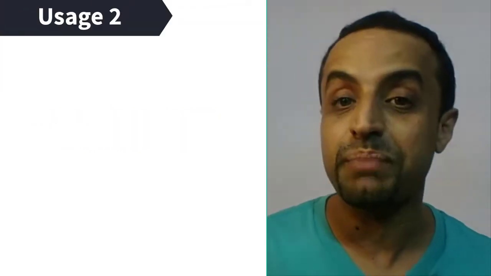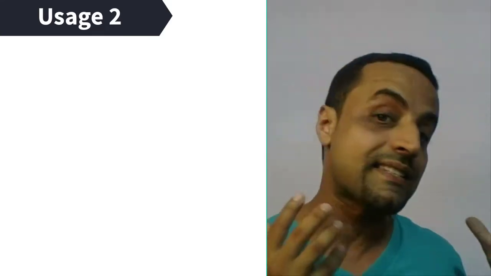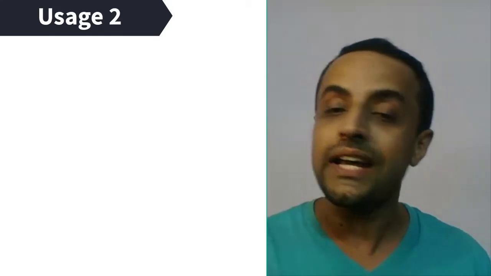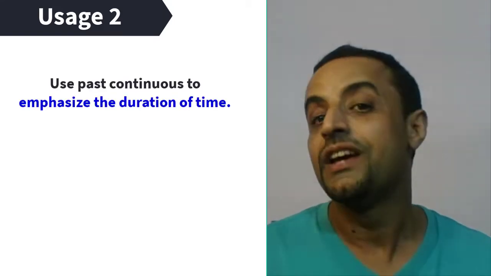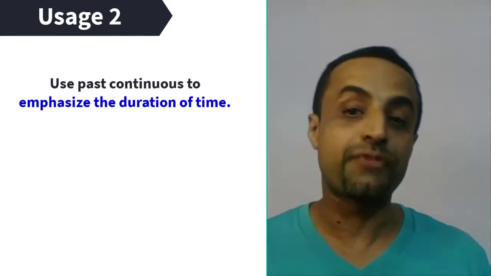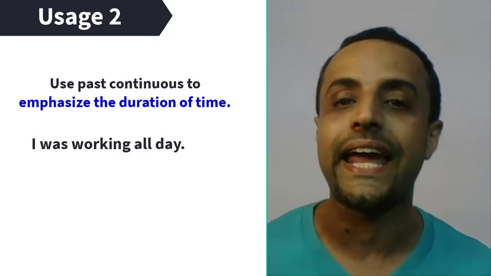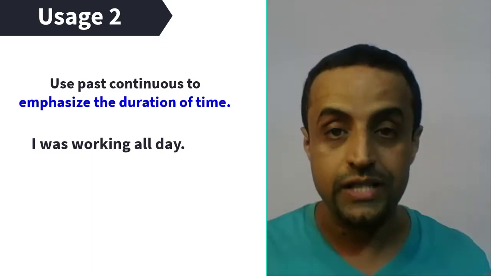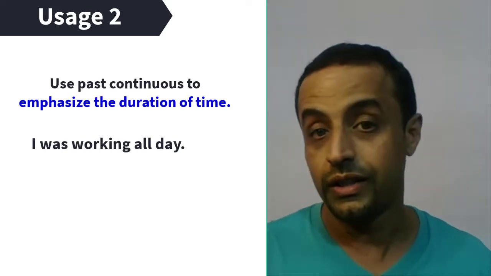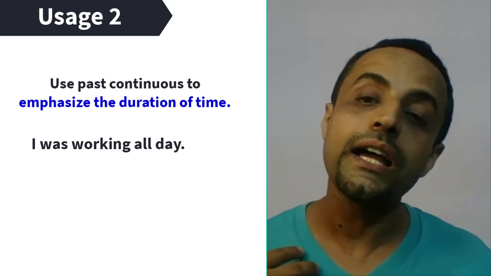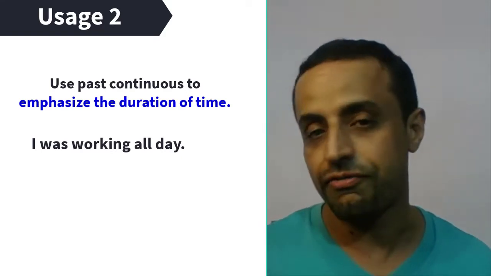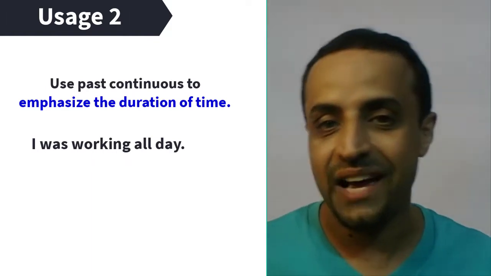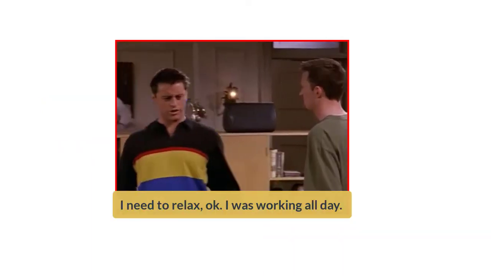The second usage of the past continuous tense and the past simple tense, and this is important, you need to take note of it. If you want to emphasize the duration of time, you use the past continuous tense. So for example, you say, I was working all day. You need to emphasize the duration of time that you were working all day. But if you say, I worked today, it means you are just focusing on the action that you worked. And that's the difference. Listen to these examples. I need to relax, okay? I was working all day.